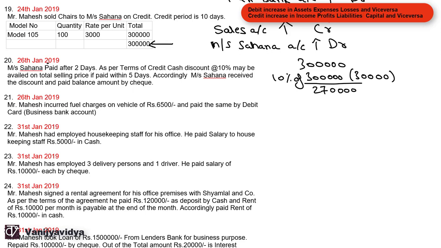3 lakh minus 30,000. The net amount is 2,70,000. Now this 2,70,000 is paid by check.